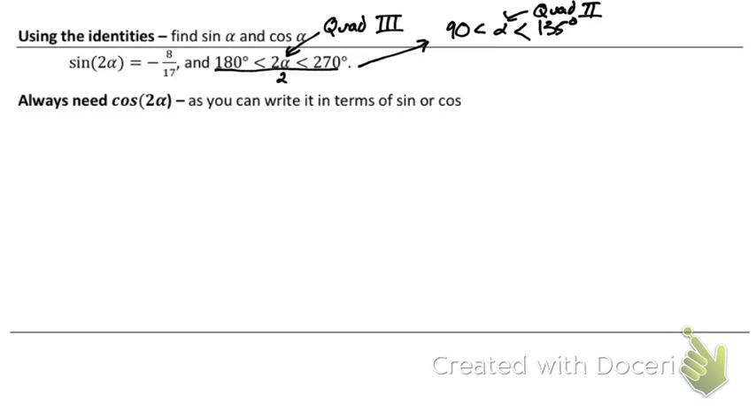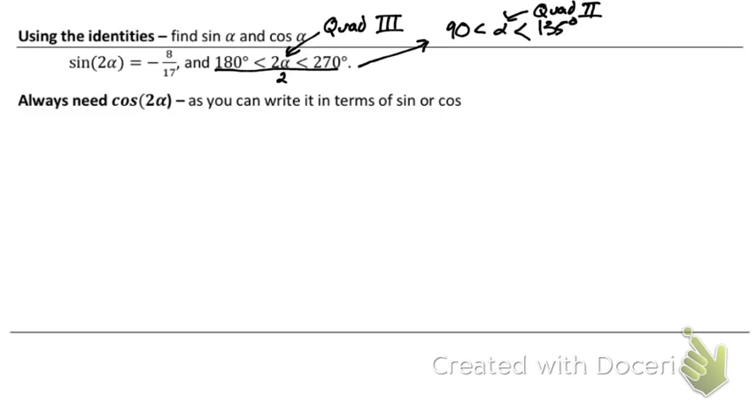This is why anytime you have a problem where you're dealing with a double angle, you always have to know cosine of 2 alpha. You always have to know it. So this first step is actually to find cosine of 2 alpha. If you're already given cosine of 2 alpha, you can skip this step. But whenever you're doing double angles, you have to know what cosine 2 alpha is.